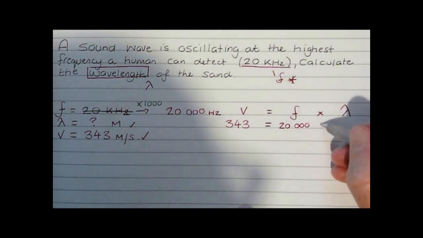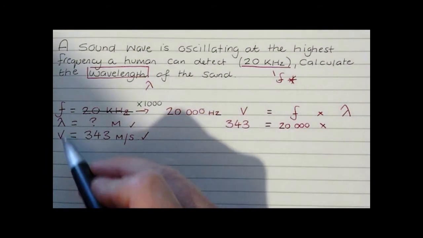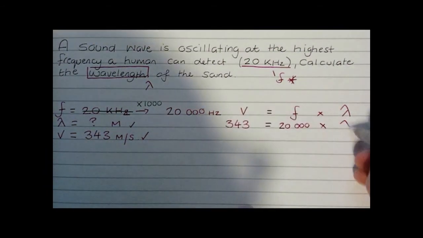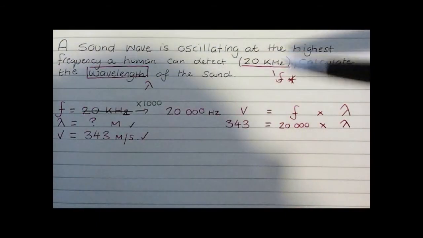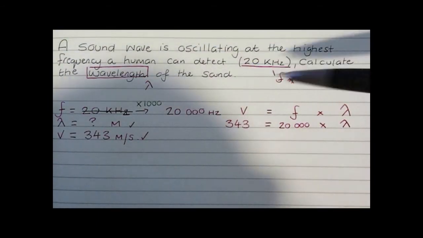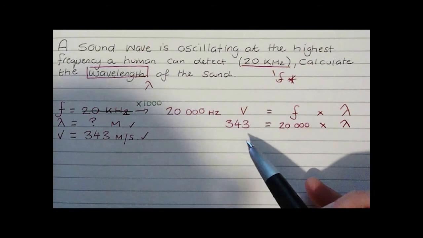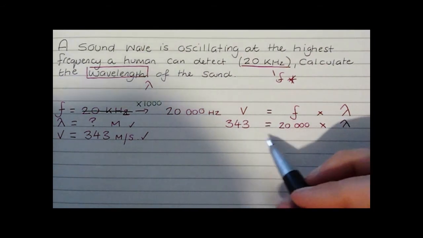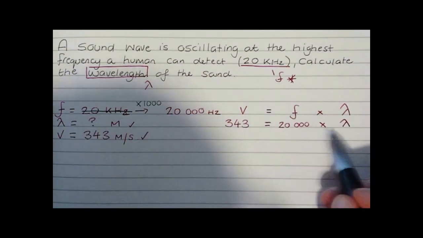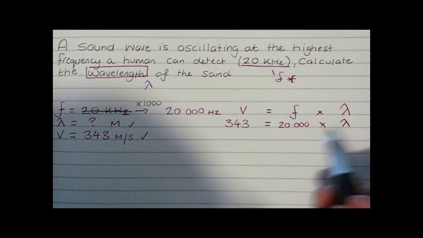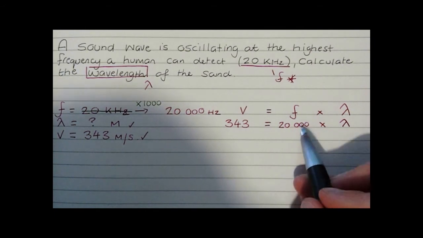And we're going to multiply that by the wavelength, which we currently don't know. So we're going to leave that as wavelength. Okay, so now we need to ask ourselves the question: is the thing that we want, the subject, on its own on one side of the equal sign? Now the subject, the thing that we want, the question mark, is the wavelength. Well, that isn't on its own because that is currently being multiplied by 20,000.